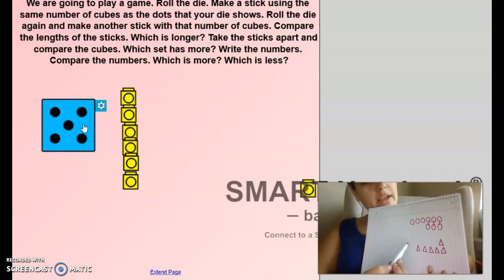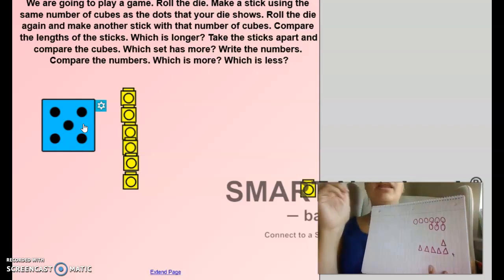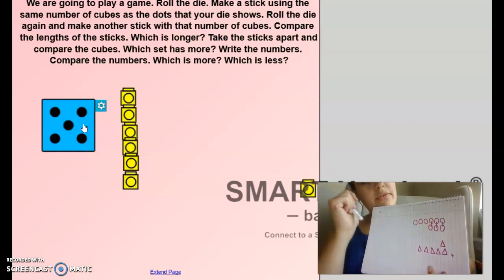Look at which row of triangles is longer, which has more. This row right here, you're right, the second row. How many more triangles are in the second row, the bottom row, than there are in the first row?